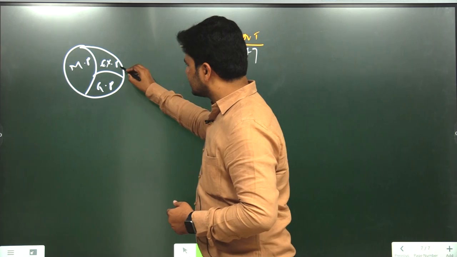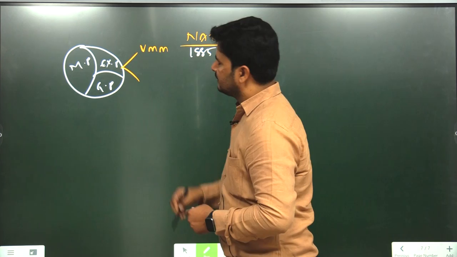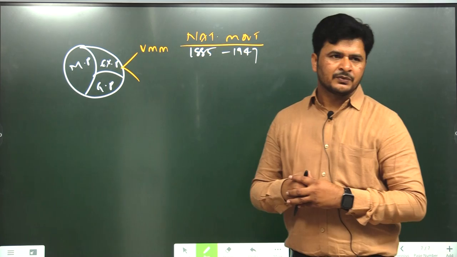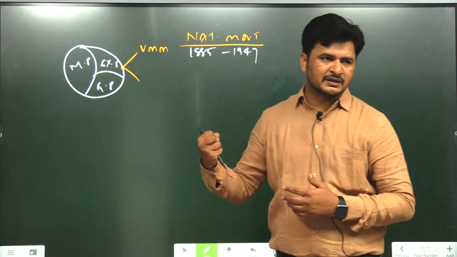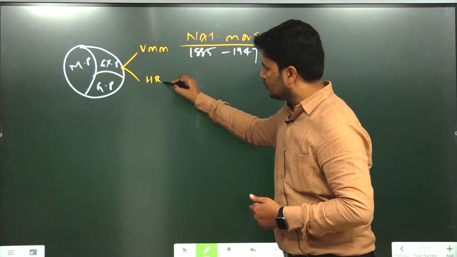Under the tag called extremist phase, we are going to discuss the Vande Mataram movement of 1906-1908. What were the reasons for the Vande Mataram movement? What were the programs of the Vande Mataram movement? In which session of the Indian National Congress did it decide to organize the Vande Mataram movement? What were the consequences of the Vande Mataram movement? That will be discussed. Followed by the Home Rule movement, otherwise called the self-rule movement.